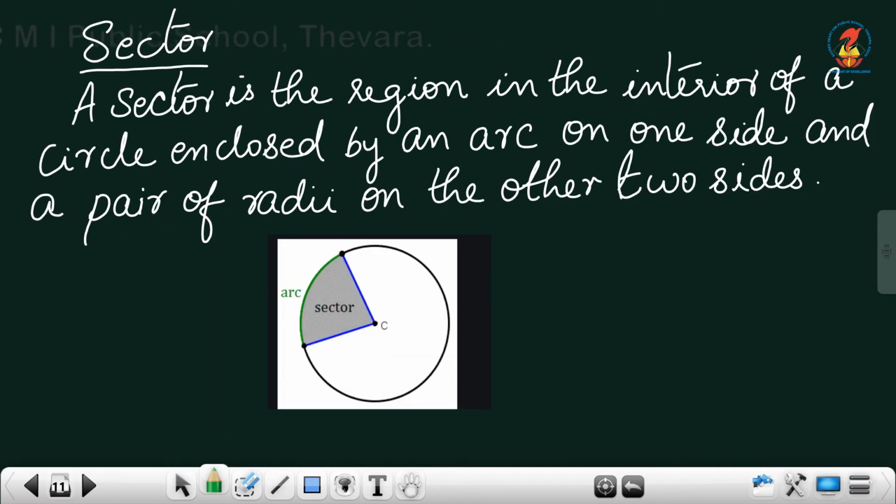Okay. Now, the next topic we have to learn is sector. Sector means what?